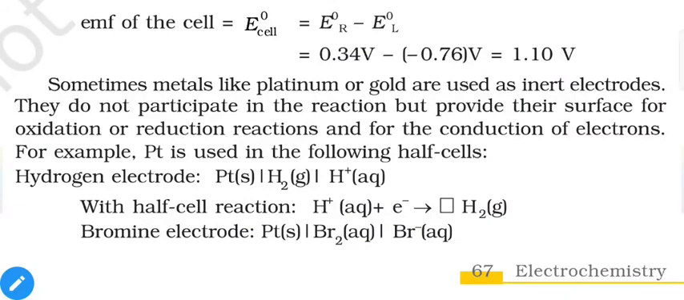So sometimes metals like platinum or gold are used as inert electrodes that do not participate in the reaction but provide their surface for oxidation and reduction and for the conduction of electrons. As we discussed earlier, why metals are necessary: when you are using gaseous compounds in the reaction, then we need metal for the conduction purpose. It will provide the surface, that means we can say that it is a surface phenomenon.